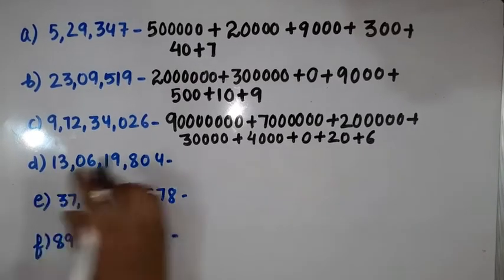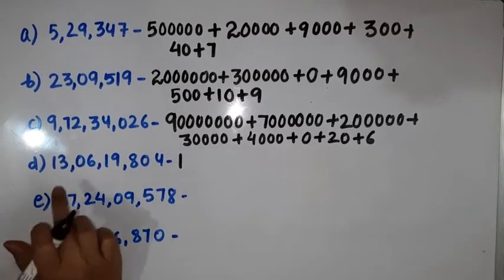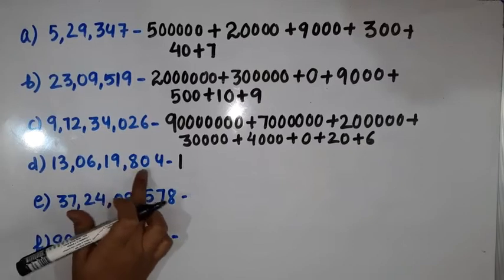In the next question, first we have 1. After 1 we have 1, 2, 3, 4, 5, 6, 7, 8 digits.